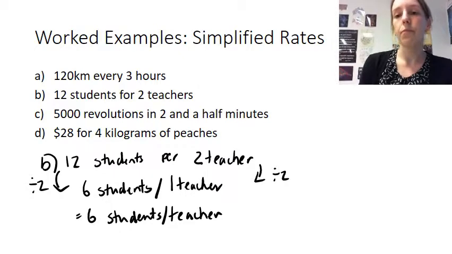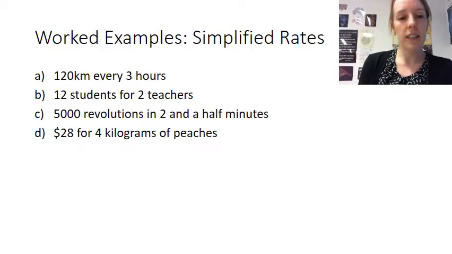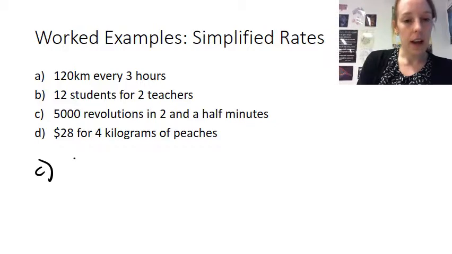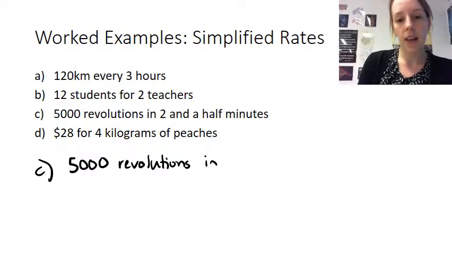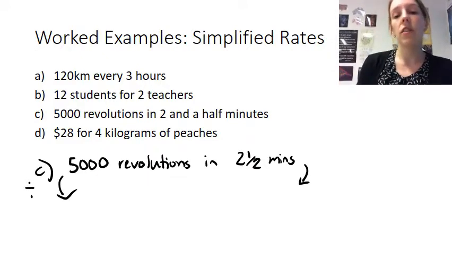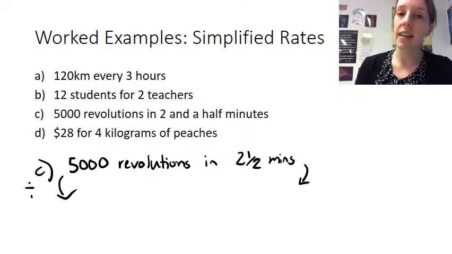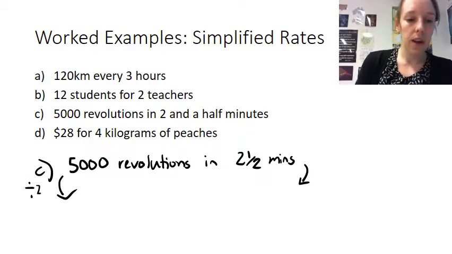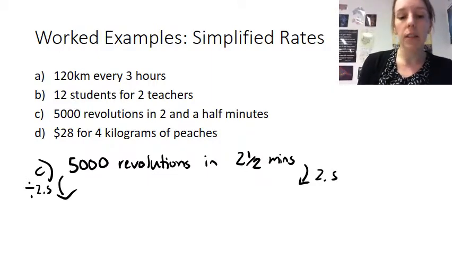There we go. Okay, and our third one, C, is 5,000 revolutions, or something very, very speedy. So 5,000 revolutions in 2.5 minutes. We're going to divide both sides by 2.5 to get revolutions per minute. If the question had specified seconds, obviously we could convert to seconds and then work that out. But we're going to divide by 2.5 to work out how many per minute.